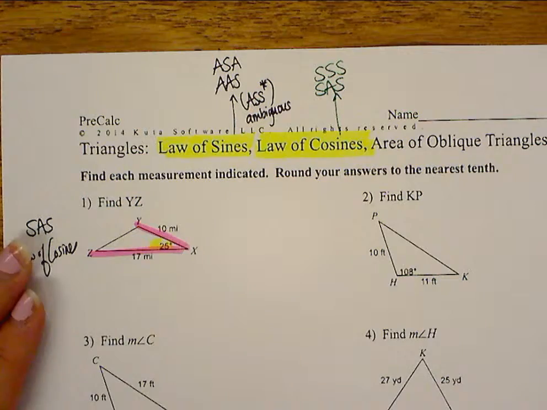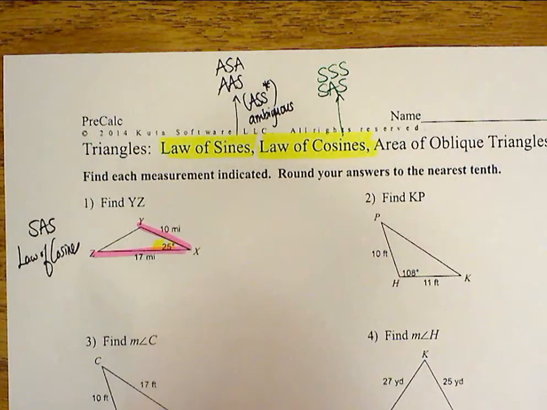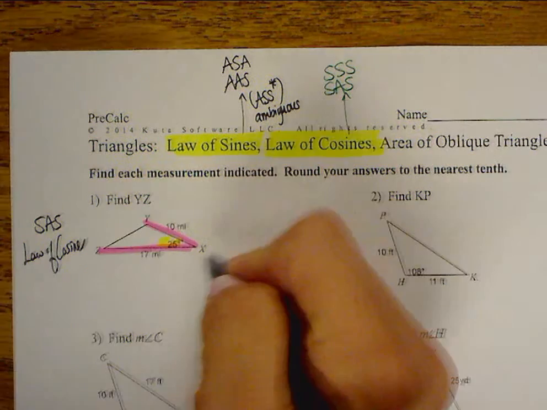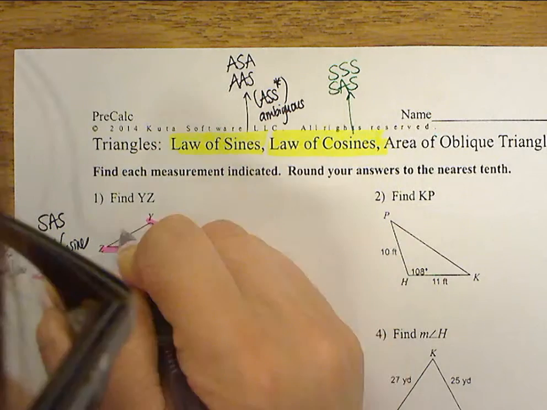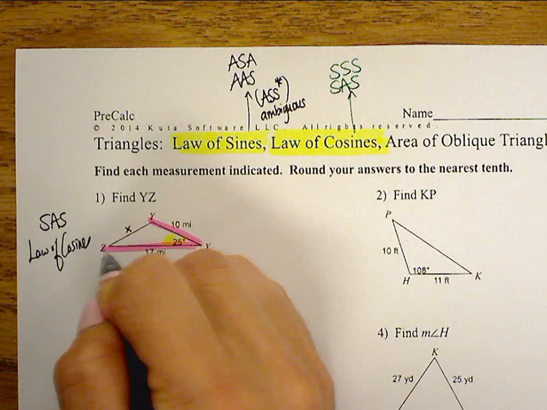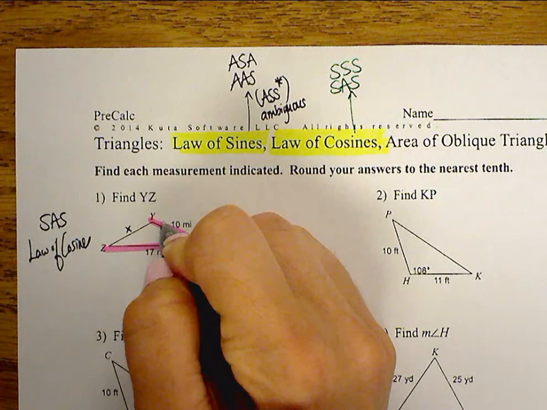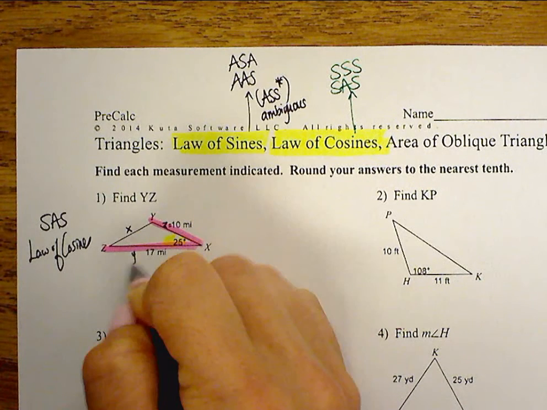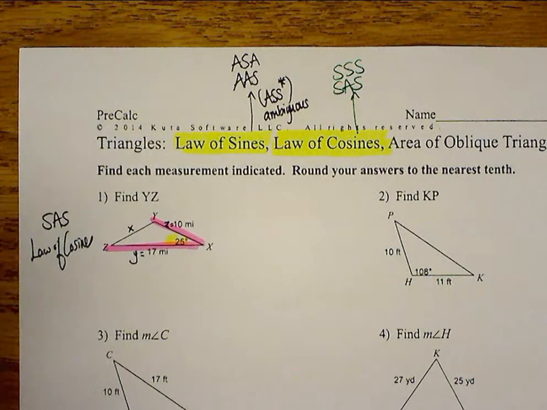Okay, we have angle X, Y, and Z, right? That means the side across from angle X is little side x. The 10, which is across from the angle Z, is little side z. And the 17 is little side y. Do you guys agree? All right. Cool. We're all on board.